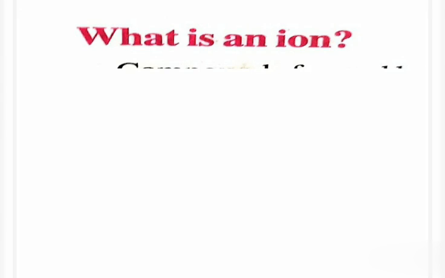Let us discuss one more topic. What is an ion? So what is the meaning of ion? Now we will discuss. Compounds formed by metals and non-metals contain charged species. How are the compounds formed? In the previous topic we discussed that the atom of one element combines with the atom of another element to form a new substance. That new substance is called a compound. So these compounds are formed by metals and non-metals.